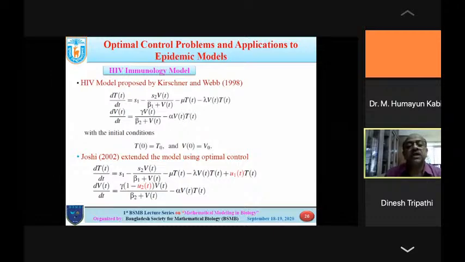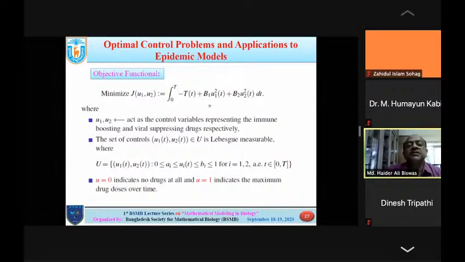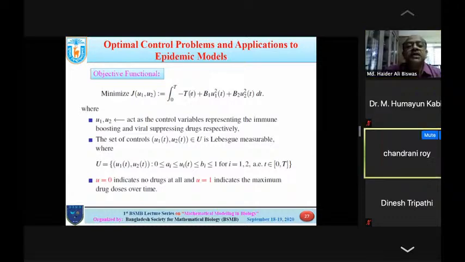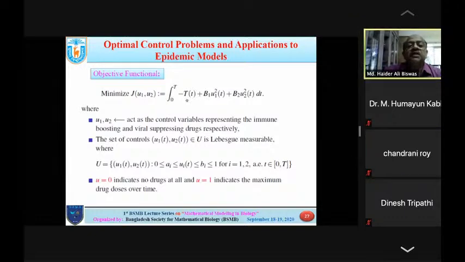So the objective function is like this. You can see here, we want to maximize our CD cell count. We put a minus sign here because our problem is a minimization, so putting minus means we want to maximize CD cells, because the CD cell count is very important for the HIV patient. If it goes below 200, then it is actually the severity stage for the HIV patient. And at the same time, we want to minimize our systematic cost for the immunoboosting drug and the viral suppressing drug.